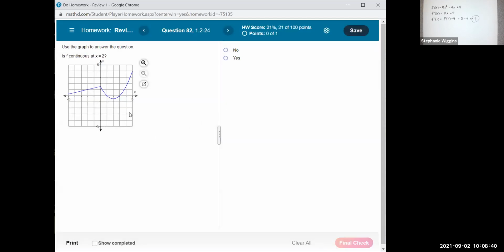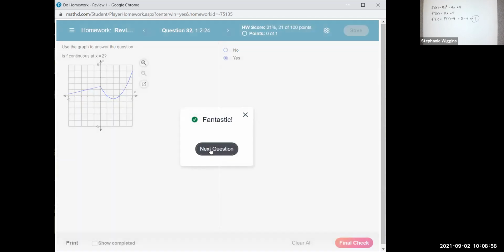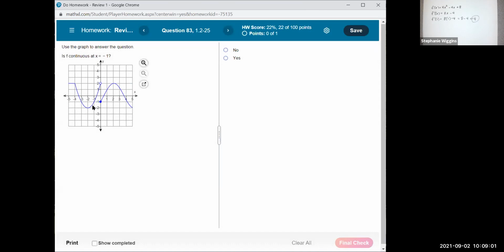At x equals 2, here we are at x equals 2. Yes, it's continuous. There's no break or hole there. And it's actually differentiable also because it's smooth at that spot. So yes, it's continuous there at x equals 2. At -1, here's -1. Even though there's a break at 0, they're not asking over the whole interval. They're just asking at -1. And if you go to -1, right here on the x-axis, there's no hole at this spot. It's smooth, so it's continuous and it's differentiable at -1.